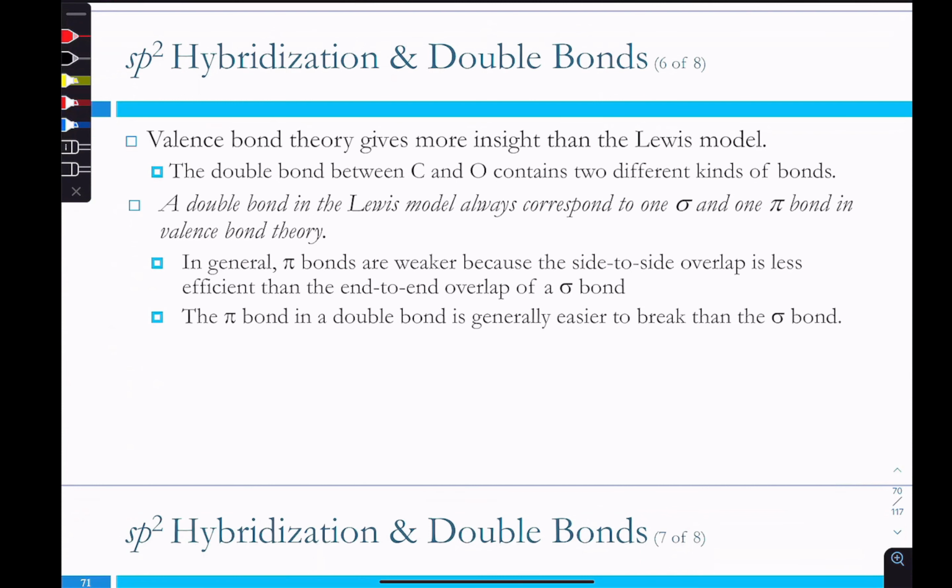So valence bond theory and the way that we're going to use it gives us another layer on top of Lewis theory. Like I said, we've built all of these tools, and now we're going to use them all to get one more complete picture of what these atoms and molecules actually look like.